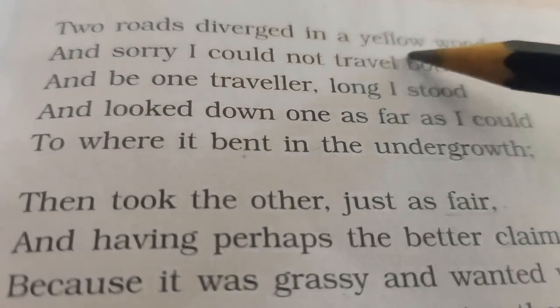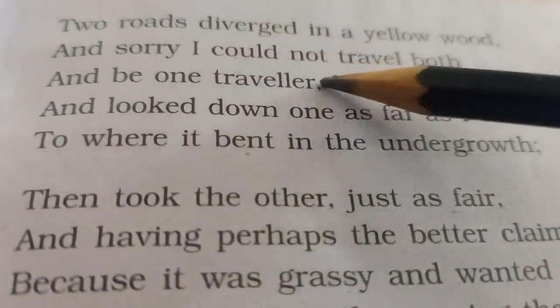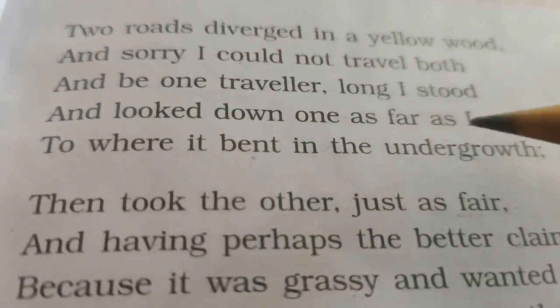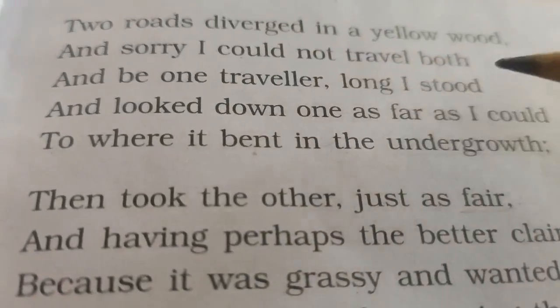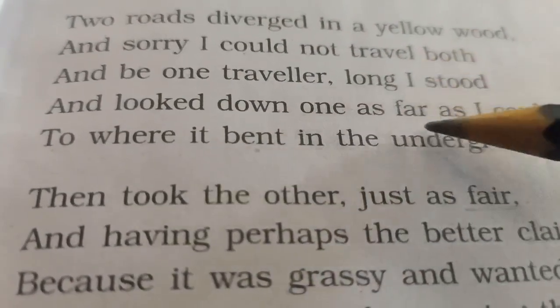Yes students, now here is the poem. Two roads diverged in a yellow wood, and sorry I could not travel both, and be one traveller, long I stood, and looked down one as far as I could, to where it bent in the undergrowth. So the poet Robert Frost says that two roads diverged.